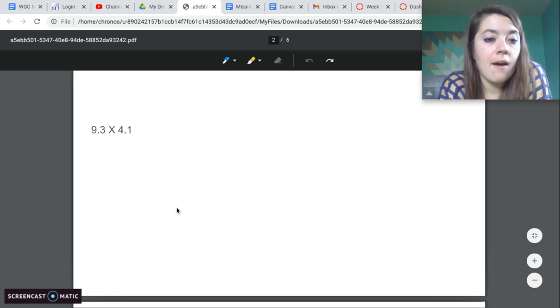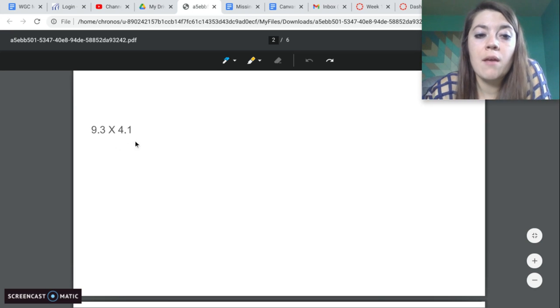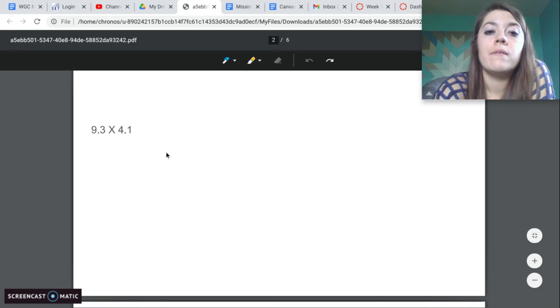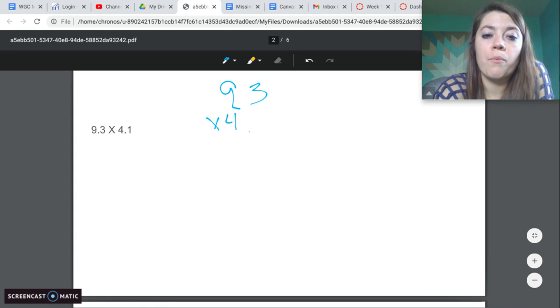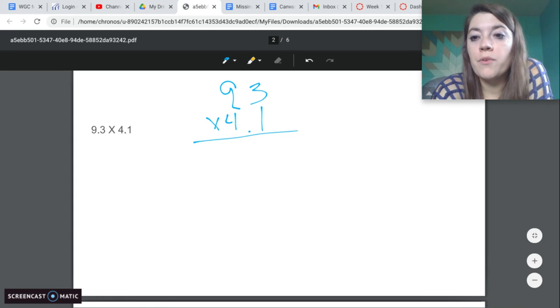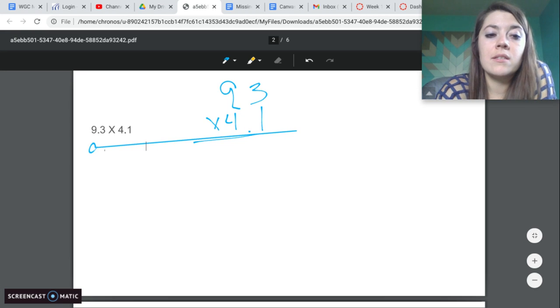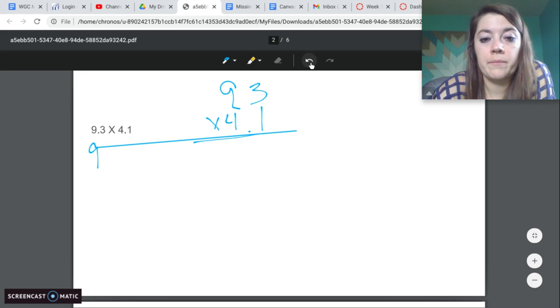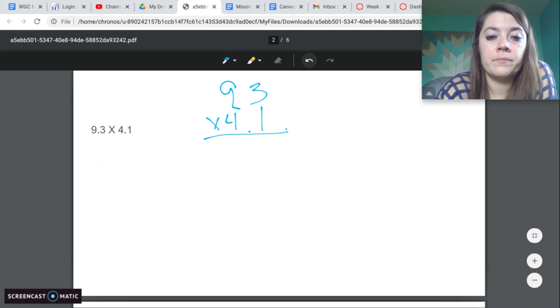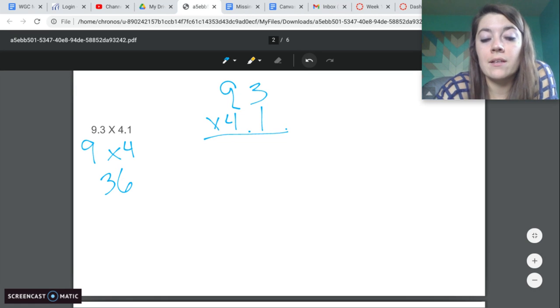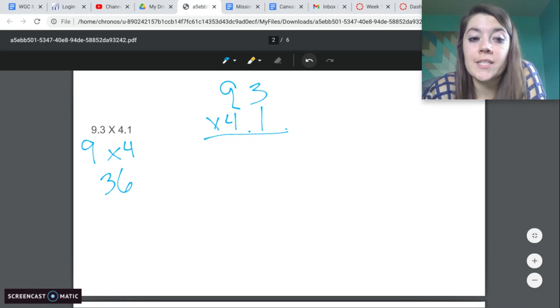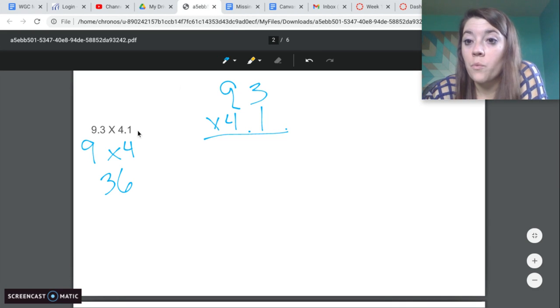So here we have 9.3 times 4.1. Once again, if we think about doing this as estimating, this is close to 9 times 4, which is 36. So we know it should be somewhere close to 36. This is a bit of a low estimate because we dropped off the 3/10 and the 1/10 in this.